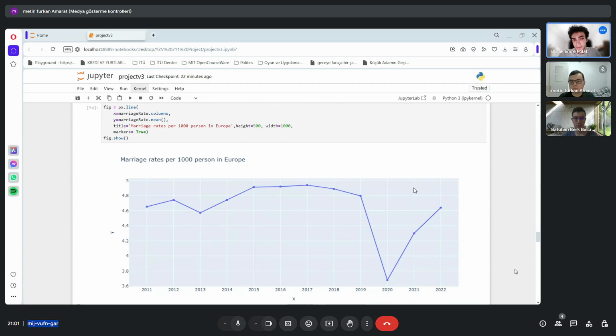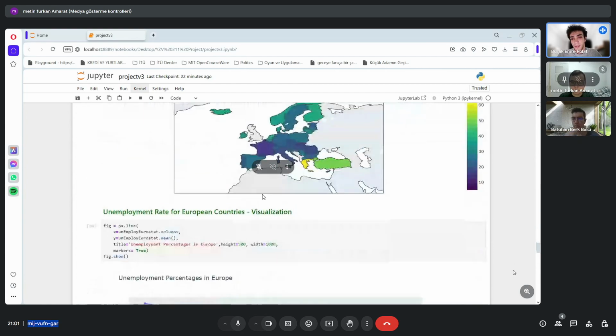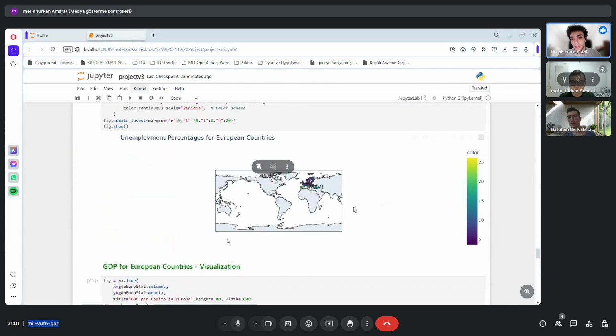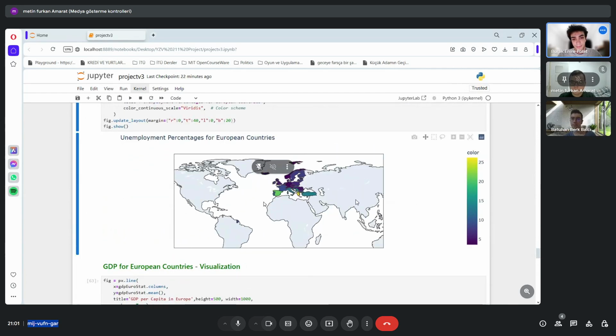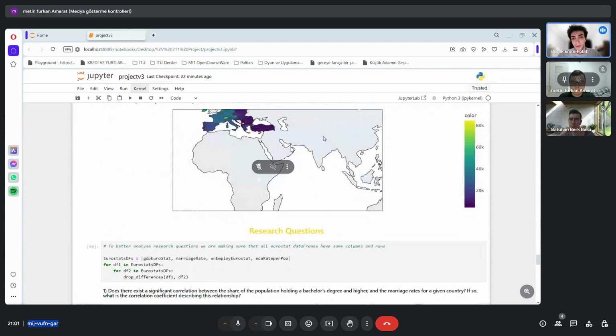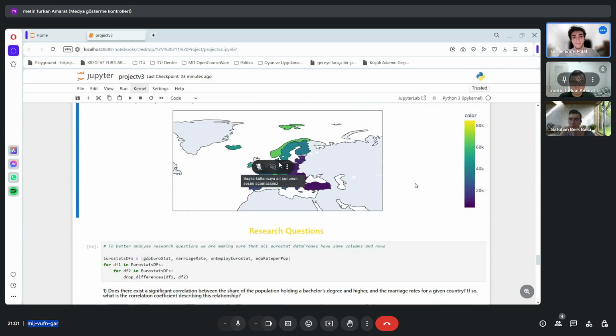Can we show it, Metin? Yeah, this way it was looking better. And for the other Eurostat datasets, we have also used these two figures. These are all interactive. We can look at the map and see the values for the countries.